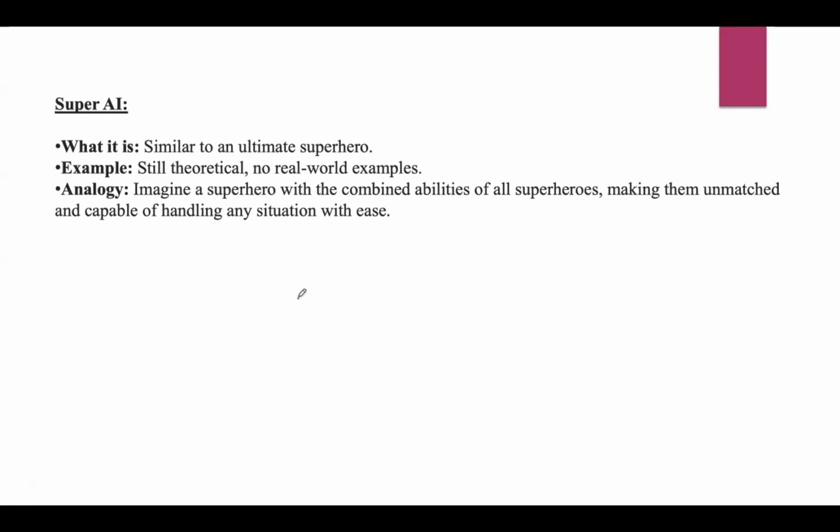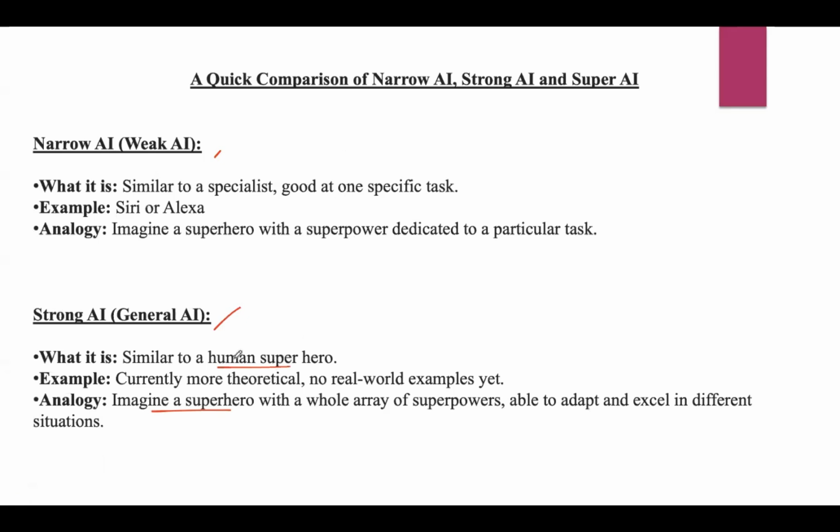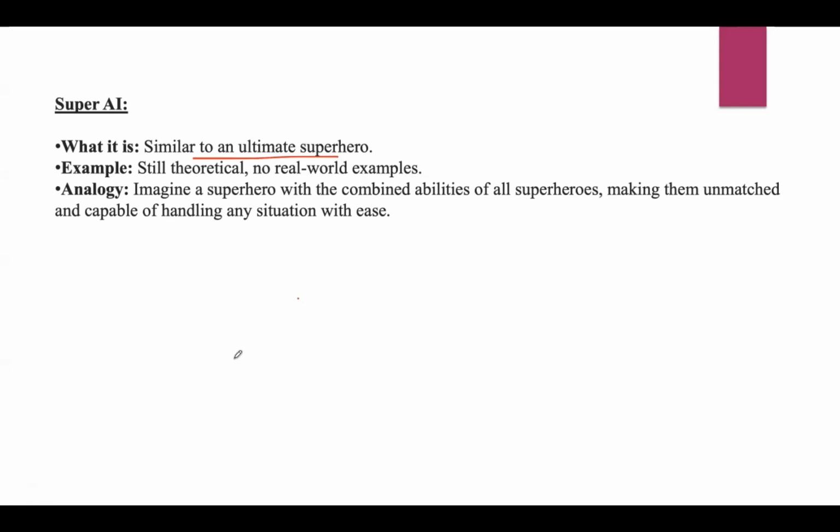And the last one is super AI. This is similar to an ultimate superhero who is more powerful than the superhero we considered in strong or general AI. Again, for this also, there are no real world examples. It is only theoretical. As an analogy, just imagine a superhero with the combined abilities of all superheroes. Earlier we took the example of one superhero. The superhero we consider here in super AI has abilities of more than one superhero, right? So he is stronger, making them unmatched. With these capabilities, he can handle any situation easily.